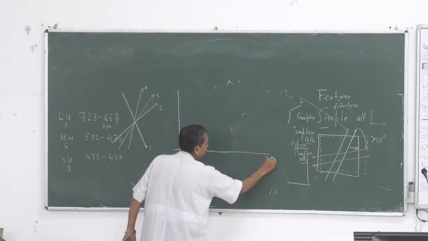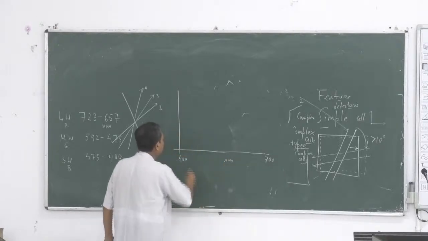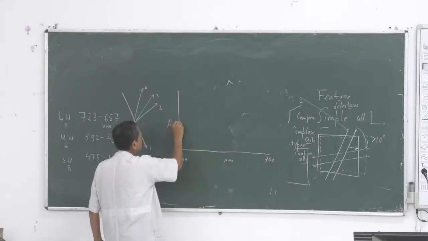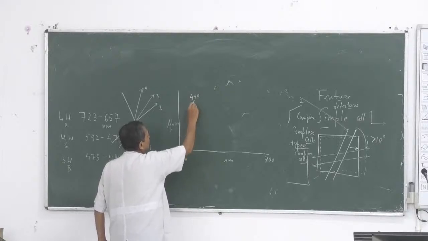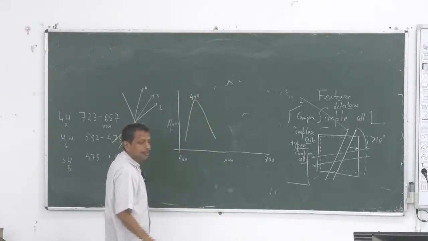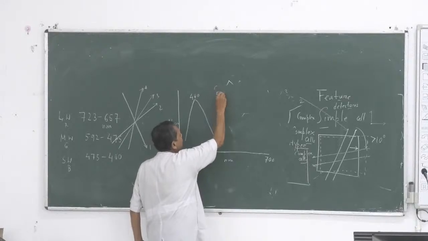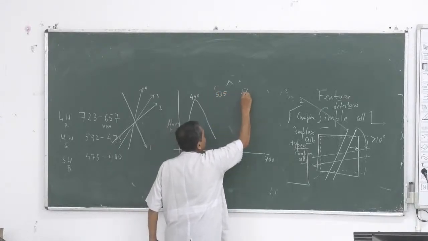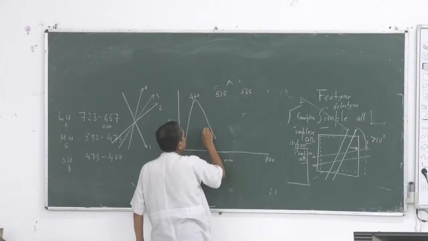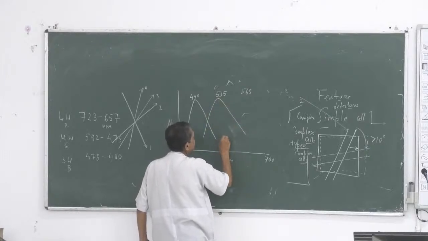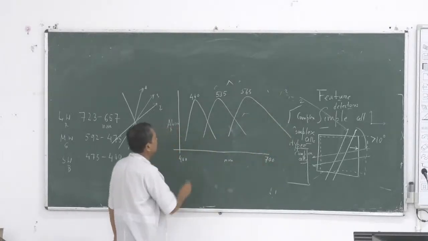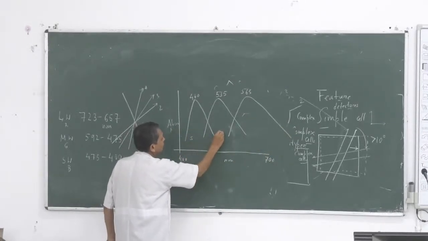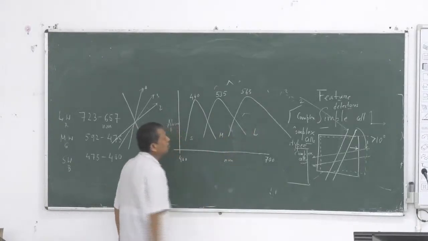Up to 700 nanometer absorption, 440, this point, the short wave type, 535 and 565, medium, and they are more sensitive in this way.